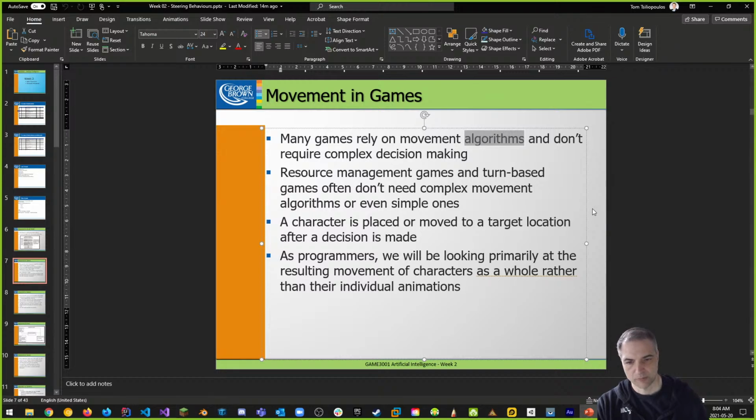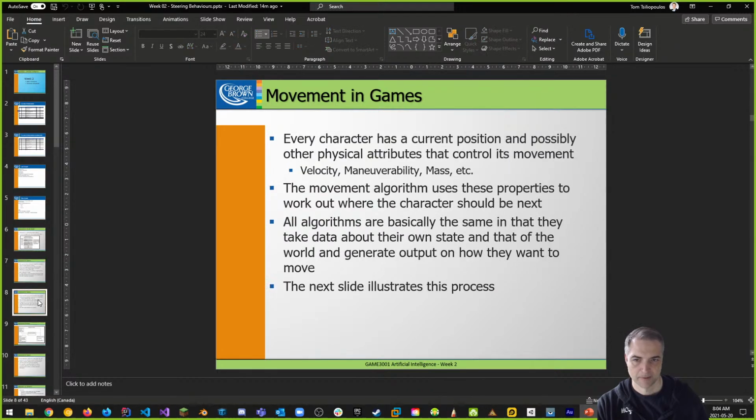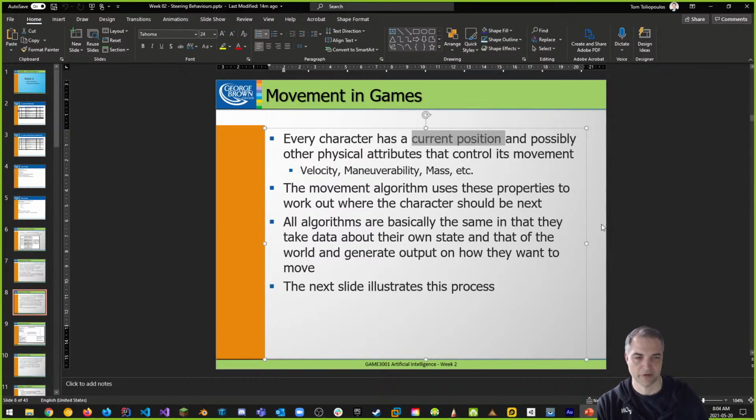So again, when it comes to moving a player, we have to think about how the player moves. And there are different movement patterns we're going to be discussing today. One thing that we always know is that there is something called a current position, and some other possible physical attributes like velocity, some kind of maneuverability. That's a property that the player's game object might have, as an example, as well as mass and so on.